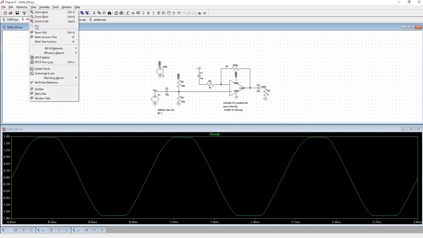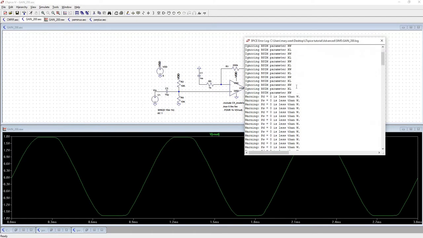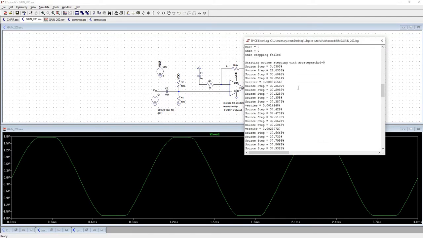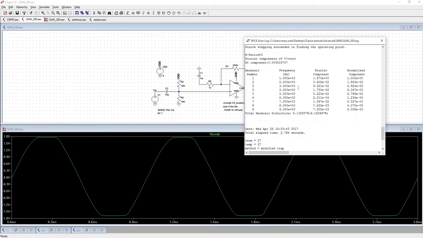Now if we were to go to the View Spice Error Log, we're going to see the total harmonic distortion at something crazy, probably like 20%. Oh, it's actually still not that crazy, it's 6%. So while it may be audible, it doesn't seem like it would be that big of a problem still.